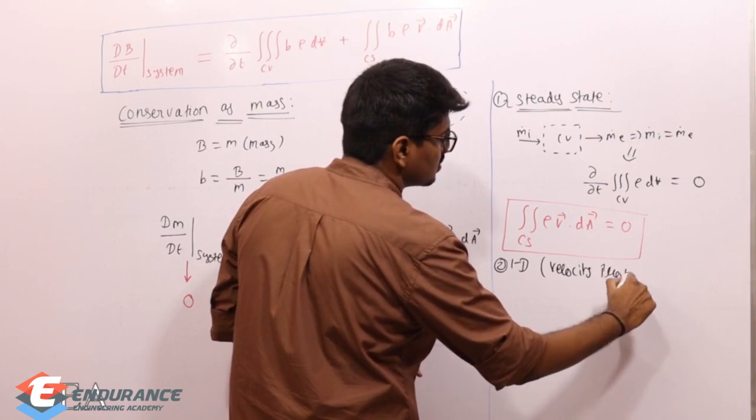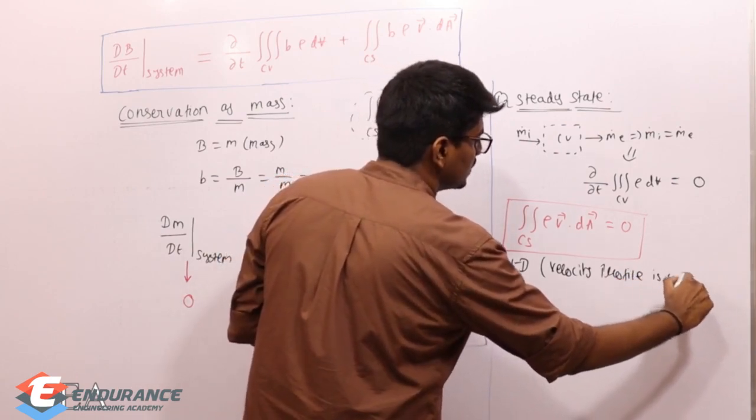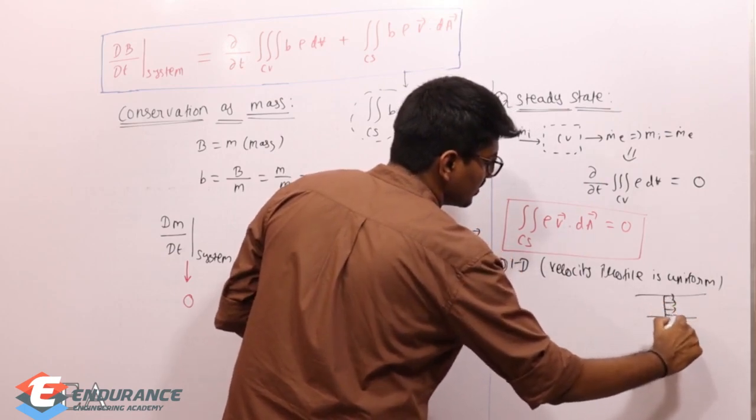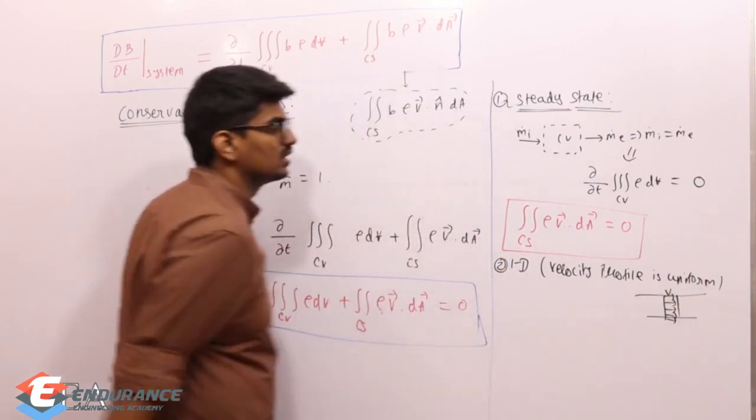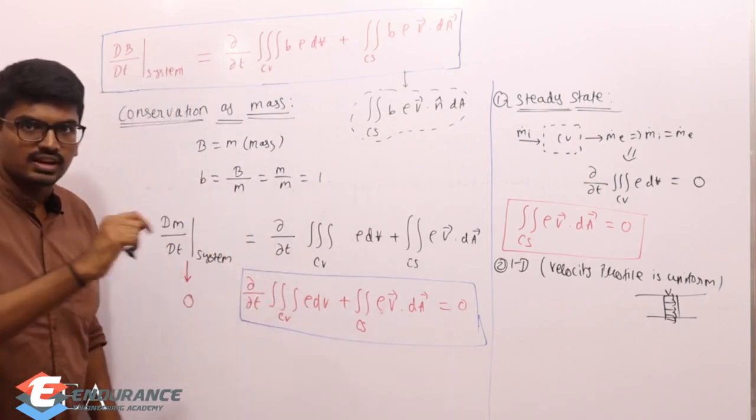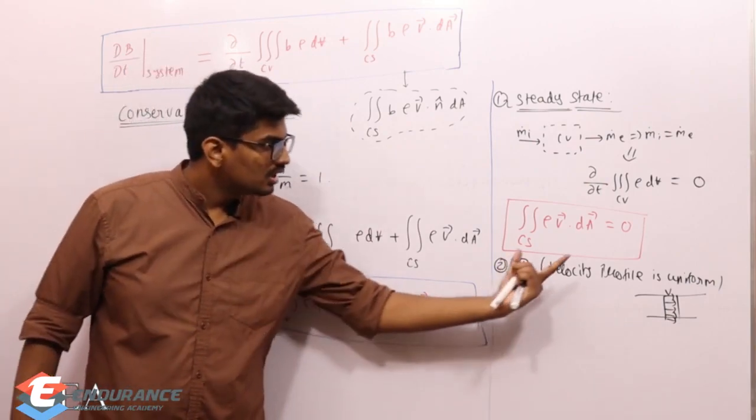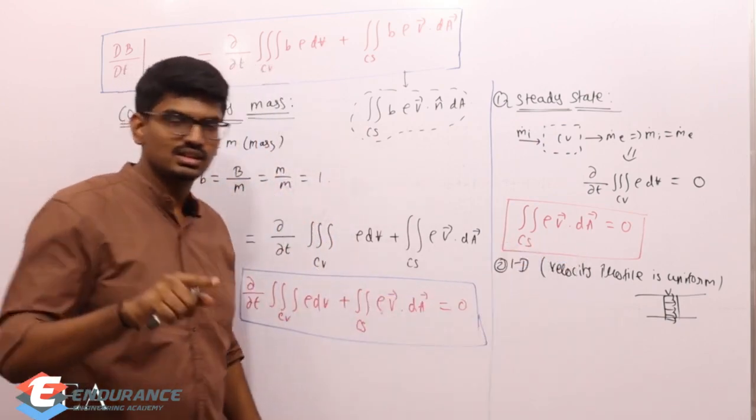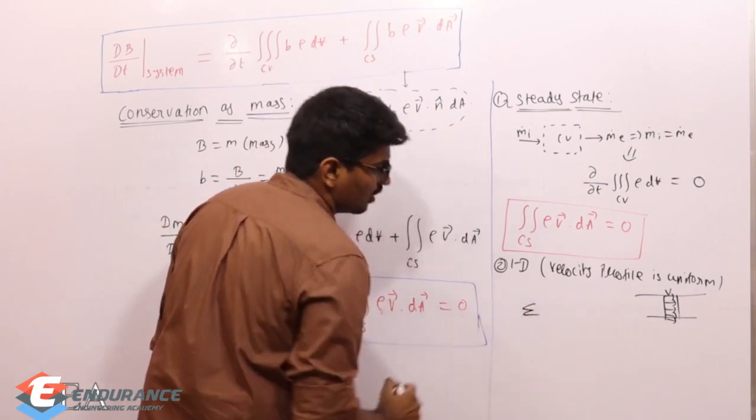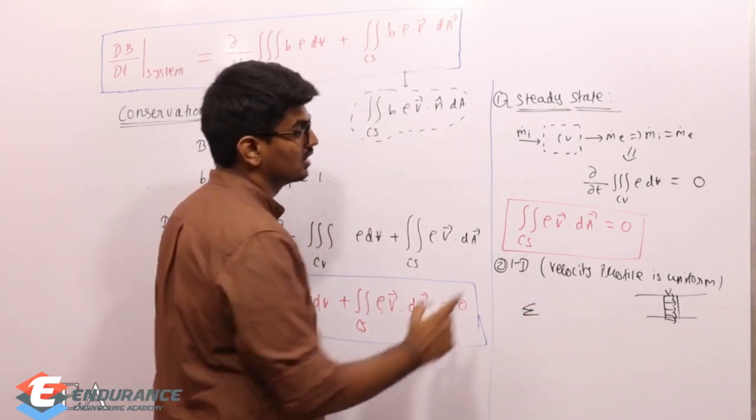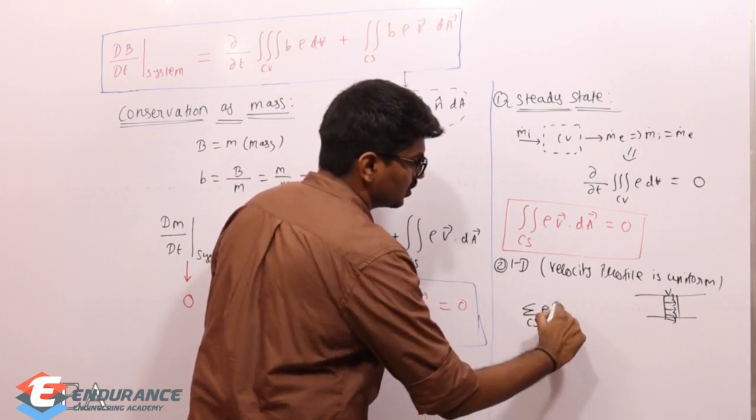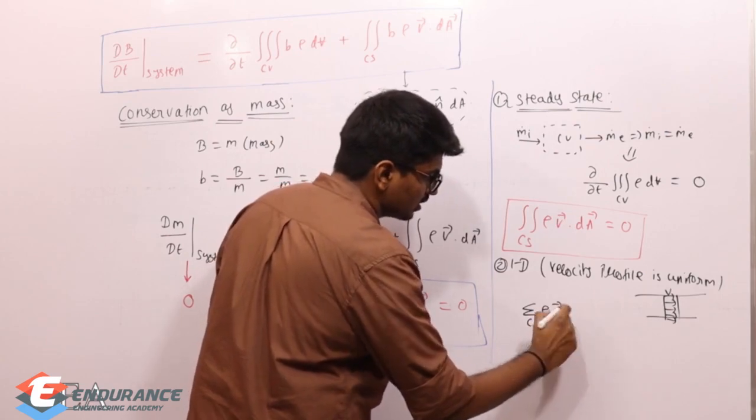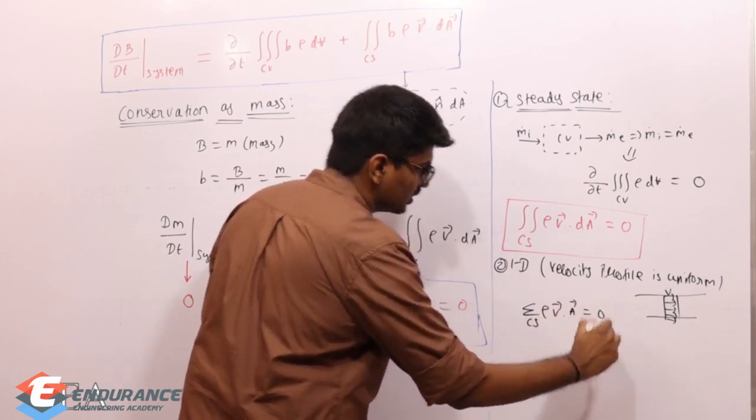If I include the second assumption, which is one-dimensional, which means velocity profile is uniform. Uniform velocity profile. Velocity profile will remain the same everywhere. So if it is a uniform velocity profile, we already know this, I already gave you. What will happen to this equation? Instead of integration, I can write it as summation. Summation over the control surface of rho V vector, this will not be dA, I'm sorry, this will be V vector dot A vector is equal to 0.